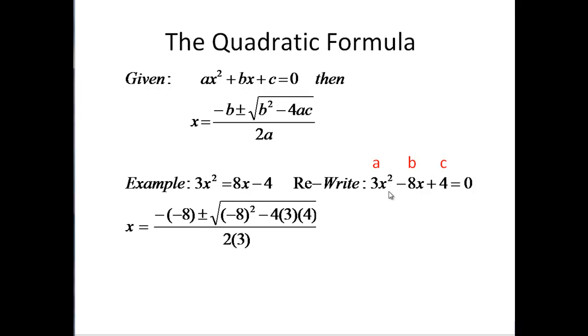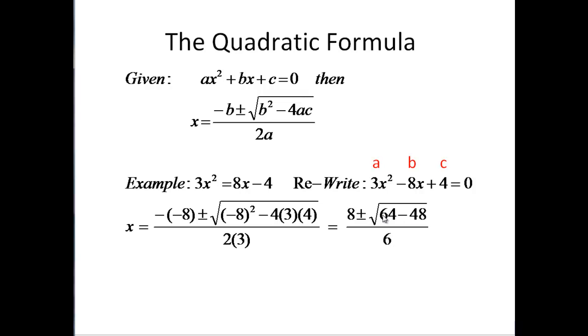I just put those in. Negative, and then my b, which is negative 8, plus or minus the square root of my b, negative 8 squared, minus 4 times my a, which is 3, times my c, which is 4, all over 2 times my a, which is 3. It's just plugging the numbers in. Then I do some calculations. Two negatives make a positive. 8 squared is 64. 4 times 3 times 4 is 48. And 2 times 3 is 6.